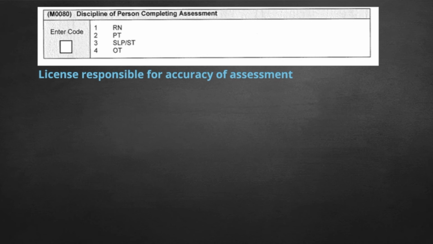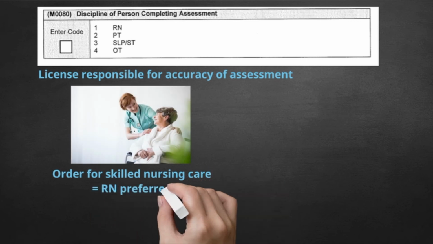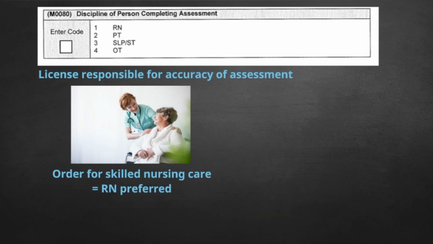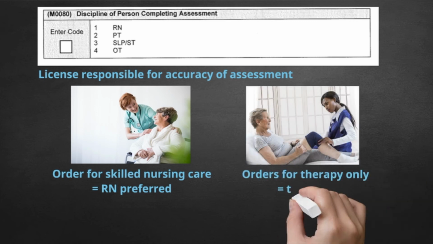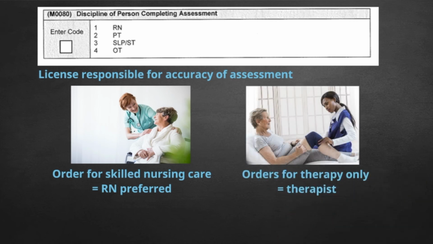CMS and most nurses strongly prefer that the professional is an RN if there are any orders for skilled nursing care at all. But it can be that the orders are for therapy only, or that the last person in the home is a therapist. So, in this case, the therapist is expected to take responsibility for the overall accuracy of the entire assessment on M0080.